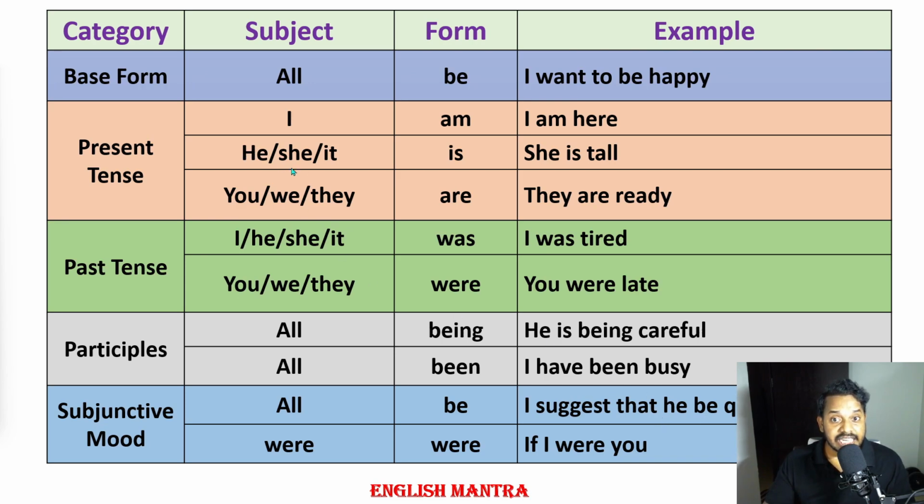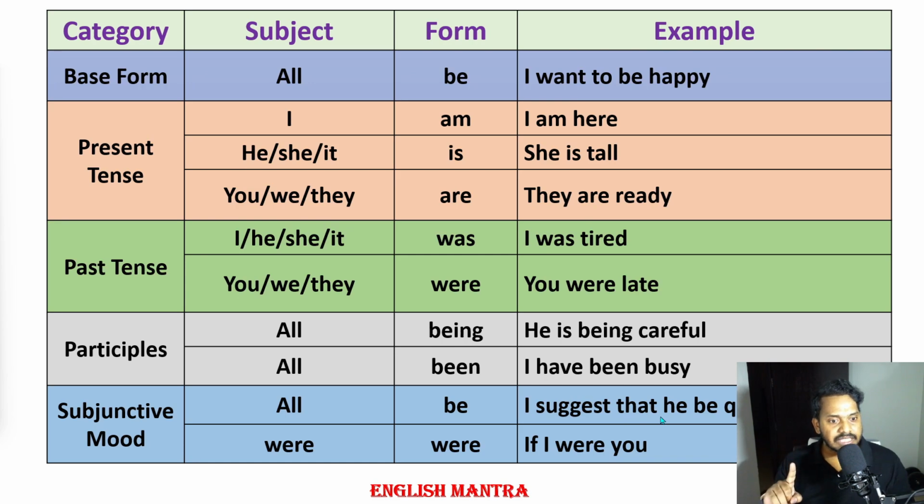For the subject he, she, it, for present it is, for past it is was. But see here, I suggest that he be quiet. Instead of is or was, I used be. Why? Because this is a subjunctive sentence. I'm going to explain it later.